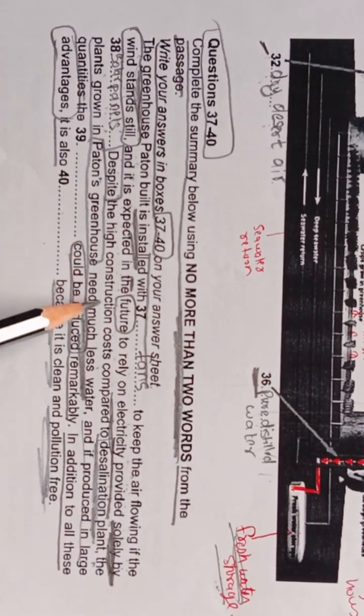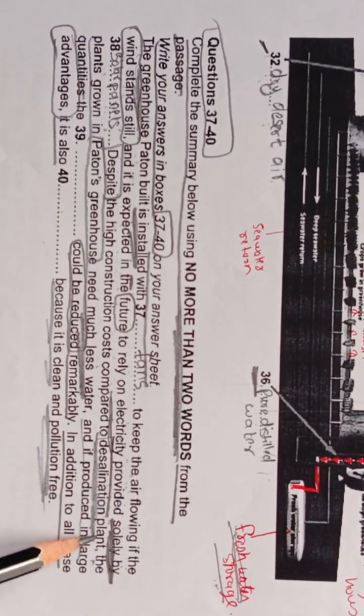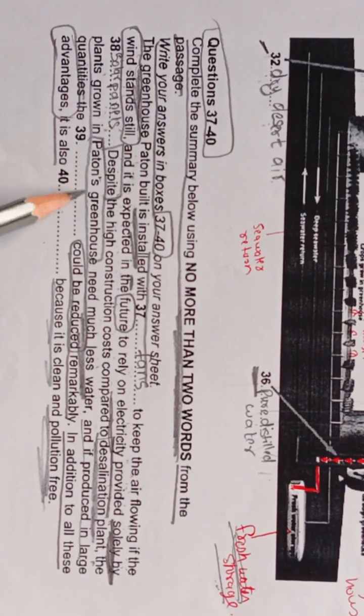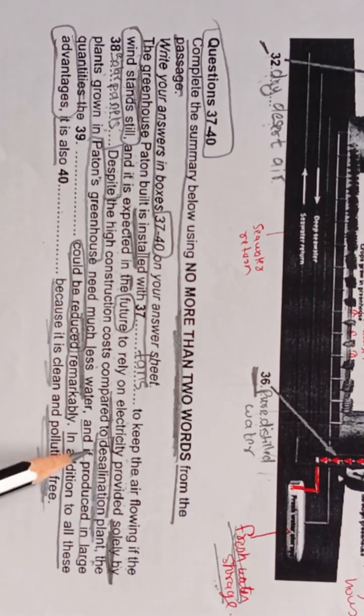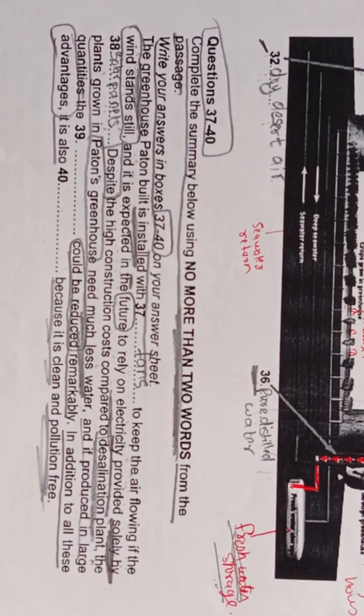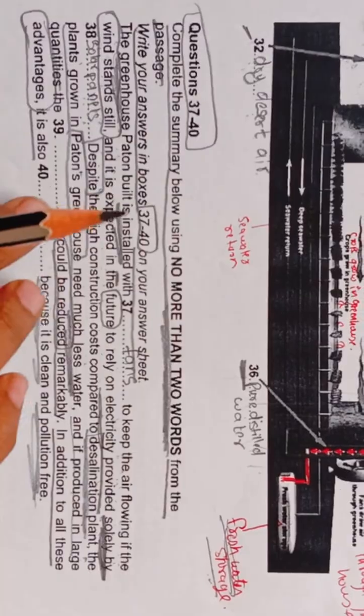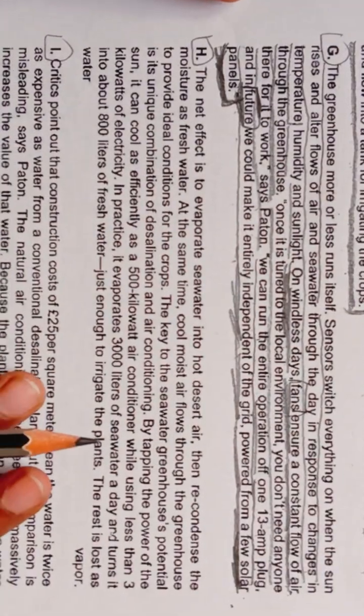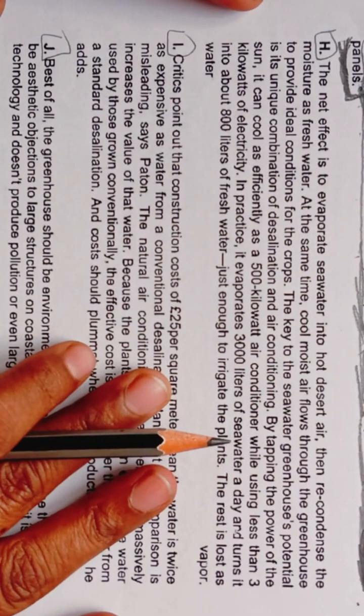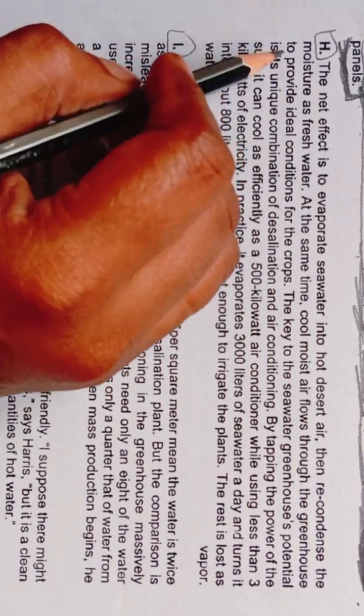Despite the high construction cost compared to desalination plant, the plants grown in Patton's greenhouse need much less water, and if produced in large quantities, the dash would be reduced remarkably. The dash would be reduced. Okay, so we are not getting anything regarding this. So we will move forward towards our H paragraph. So now let's quickly read it.